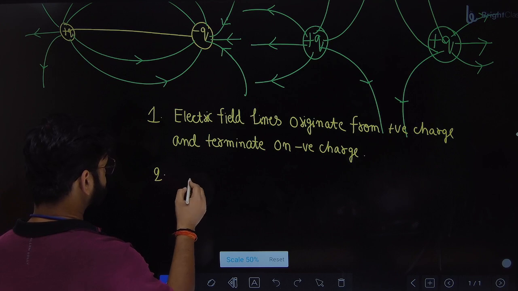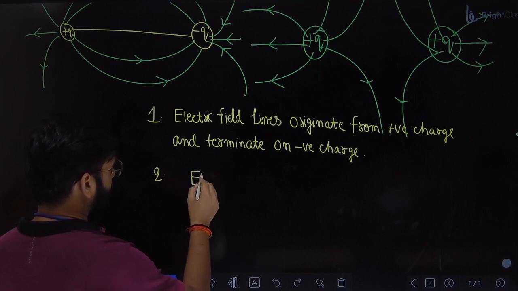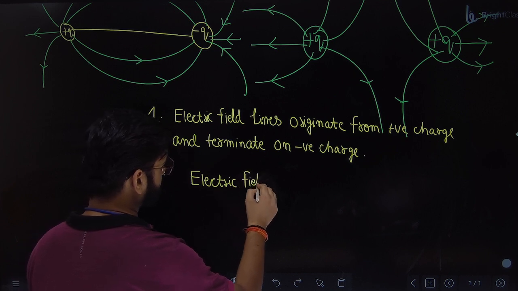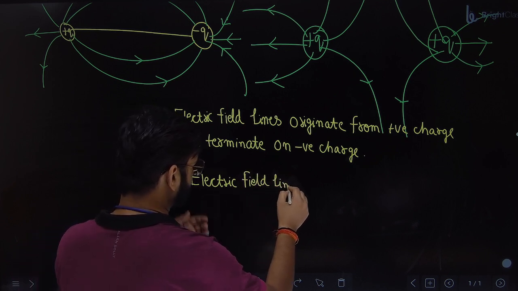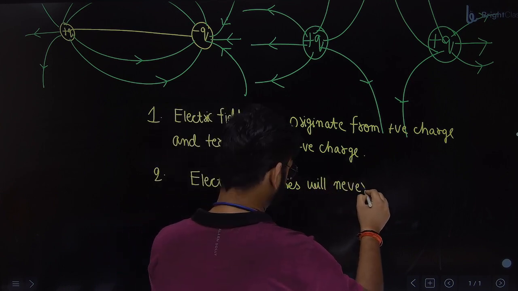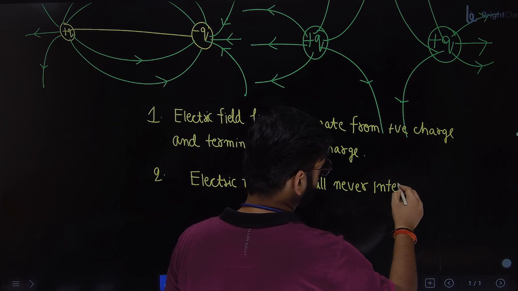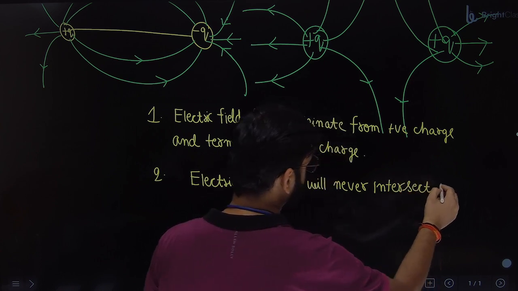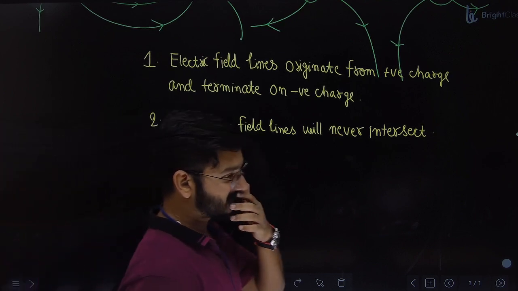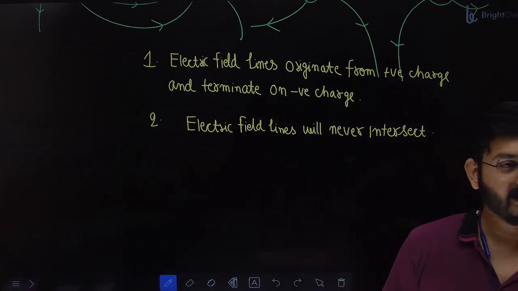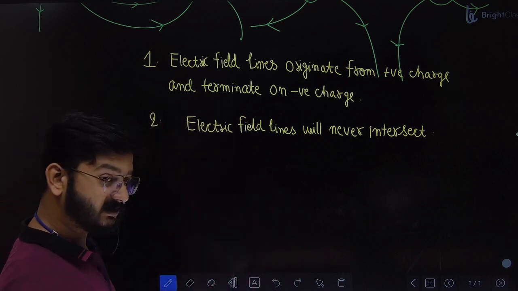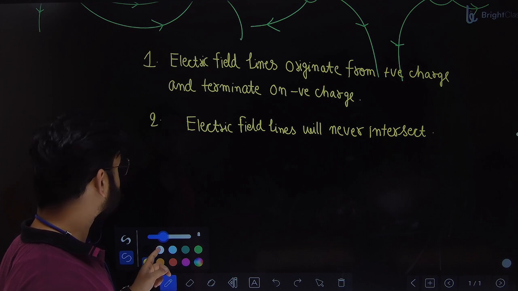Second point, electric field lines will never intersect. Let's understand the reason. Do you guys remember learning this in grade 10th? Instead of electric field line, it was just magnetic field lines, right? Exactly the same concept, and the reason is also exactly the same if you remember the reason.